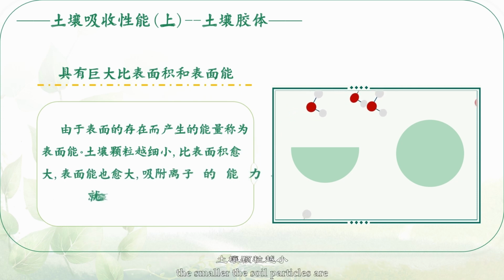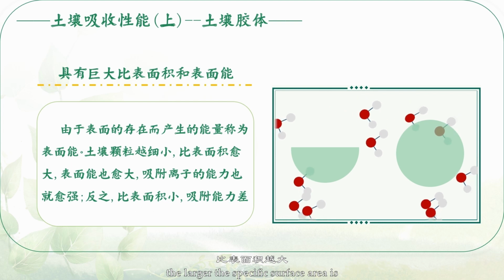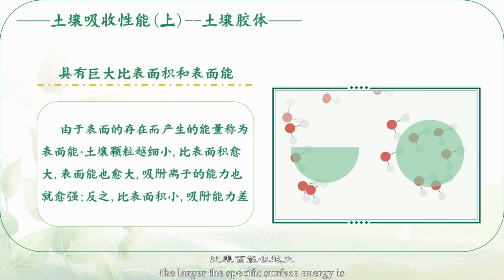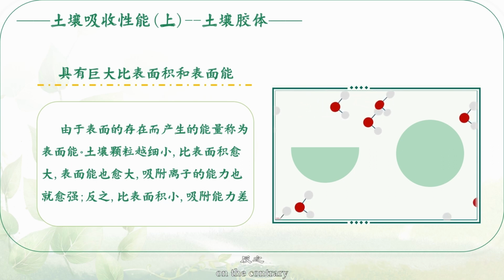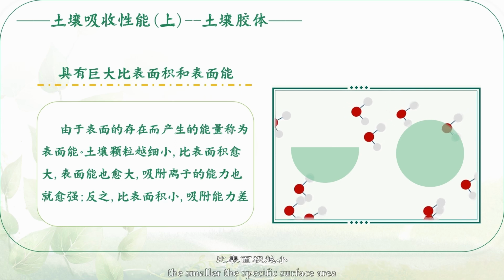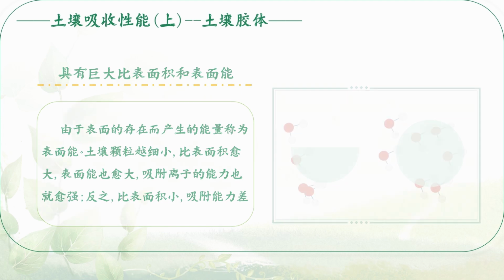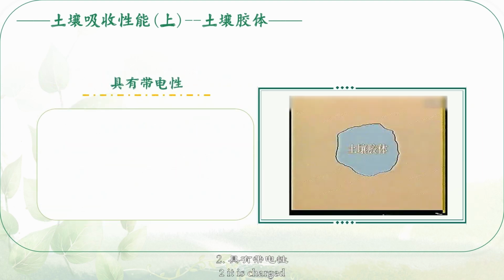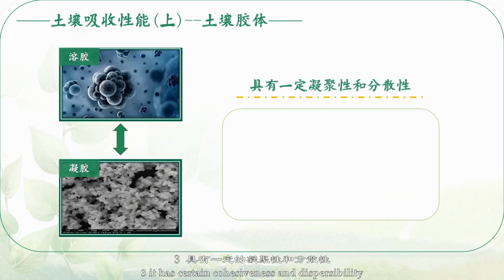The smaller the soil particles are, the larger the specific surface area is, the larger the specific surface energy is, and the stronger the ability to absorb ions is. On the contrary, the smaller the specific surface area, the worse the absorption capacity. 2. It is charged. Soil is generally negatively charged. 3. It has certain cohesiveness and dispersibility.